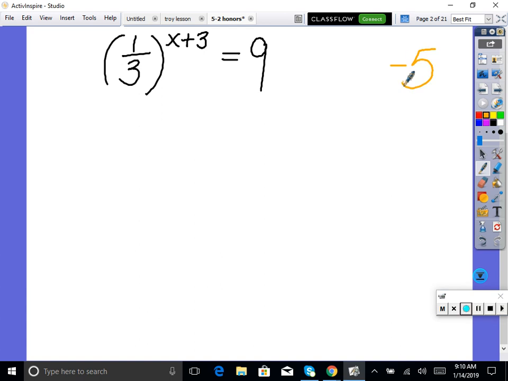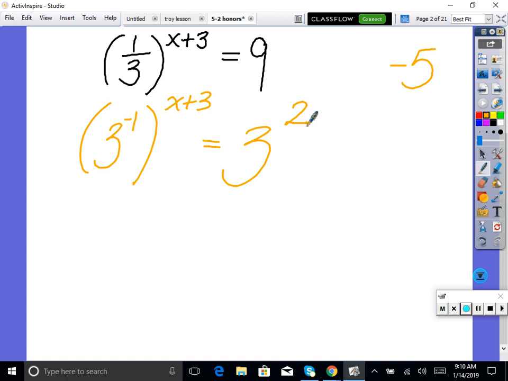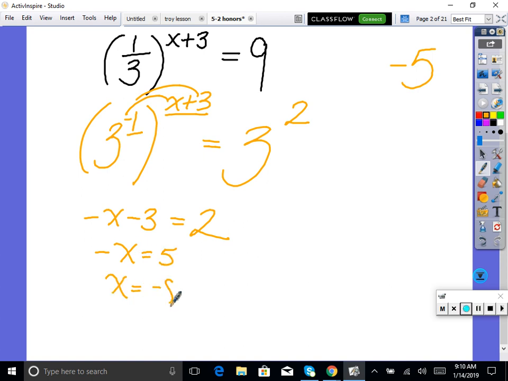Negative 5 is correct. So you'd say, isn't this base 3 to the negative 1 raised to the x plus 3? Do you agree? Equals base 3 to the second. Now from there, you distribute your negative because you raise a power to a power and you multiply. So negative x minus 3 equals 2. Then you would add 3. Negative x equals 5, and then divide both sides by negative 1. So x equals negative 5, people. All good? Okay, very good.